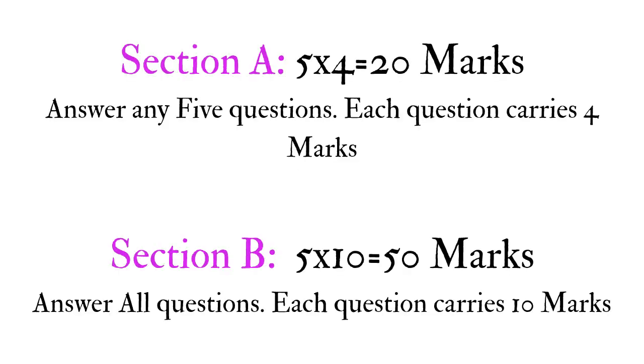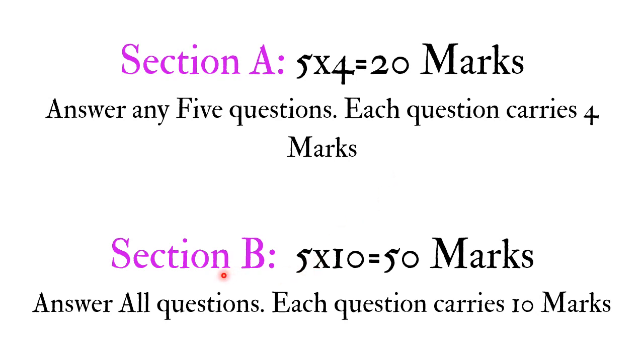The paper consists of two sections, Section A and Section B. Section A is worth 20 marks. 8 questions will be given and you need to answer 5. Each question carries 4 marks. The questions are asked in application mode.